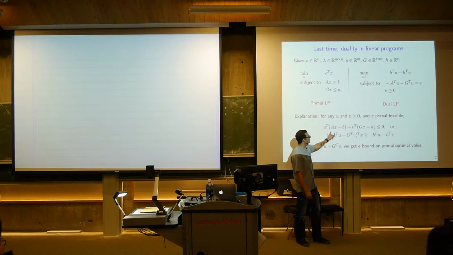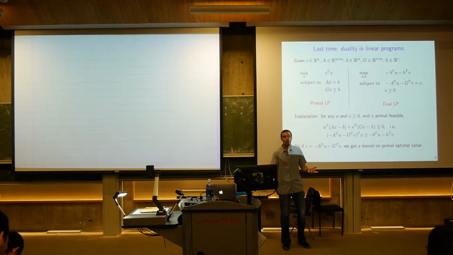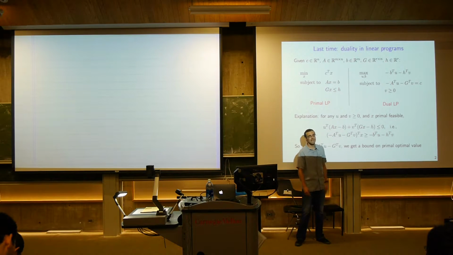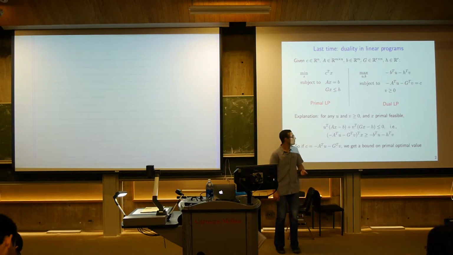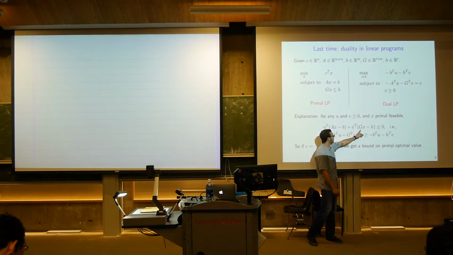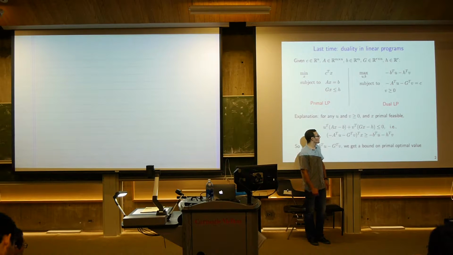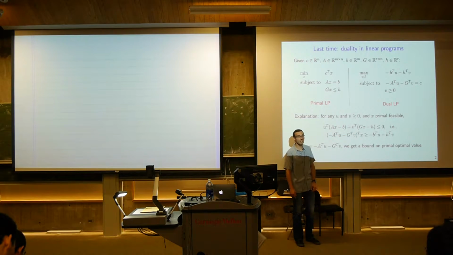As long as v is non-negative in each component and u is anything, we know that this is true for all feasible points x. U transpose (Ax minus b) is 0 because Ax minus b is 0 when x is feasible, and v transpose (Gx minus h) is non-negative because this one is less than or equal to 0 in each component, and v is bigger than or equal to 0 in each component. Then we observed that this was true for every feasible point x.